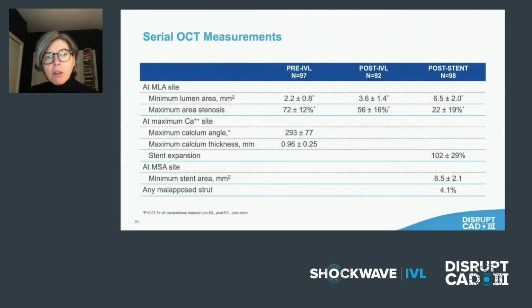So looking at the serial OCT measurements from pre-IVL, post-IVL and post-stenting, you can see the MLA gradually steps up, as does the improvement in the diameter, the area of stenosis. You can see that the maximum calcium angle was 293 with a thickness of almost 1 millimeter. And you can see that the mean stent expansion was over 100%, which is excellent.